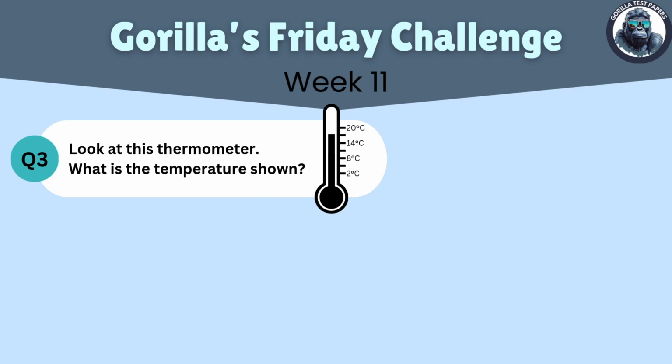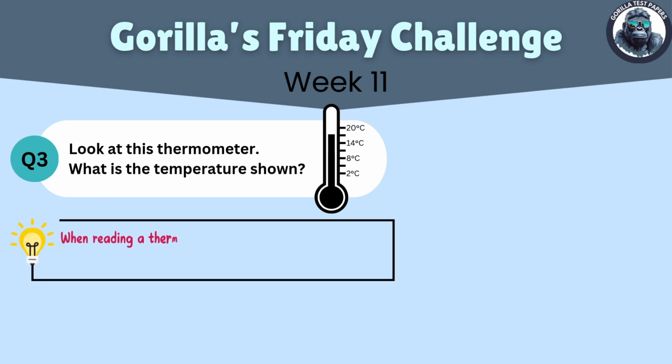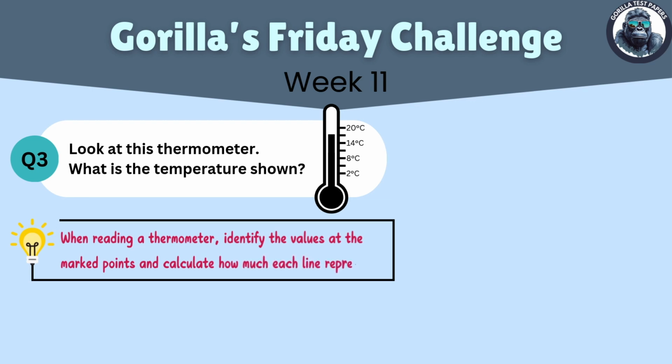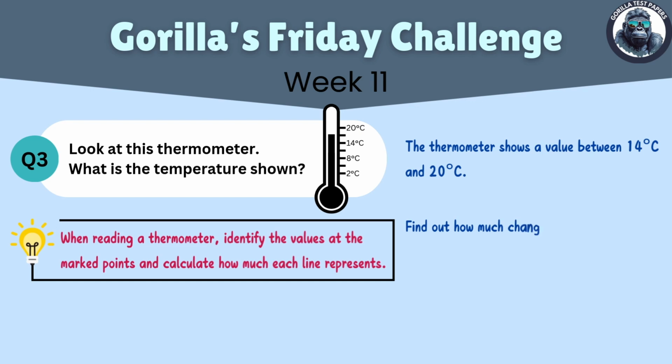The learning point for this question is that when reading a thermometer, it's important to identify the values at the marked points and calculate how much each line represents. First, we can observe that the temperature is between the two marked points, 14 degrees Celsius and 20 degrees Celsius. Now we need to find out how much each line represents. To do this, we calculate the difference between 8 degrees Celsius and 2 degrees Celsius, which is 6 degrees Celsius. Since there are two jumps between these values, we divide the difference by 2. So we do 6 degrees Celsius divided by 2, which equals 3 degrees Celsius.